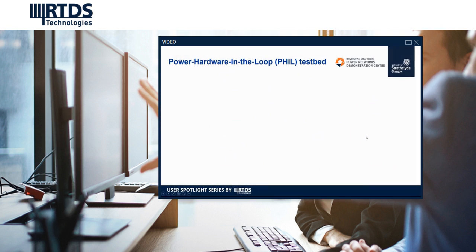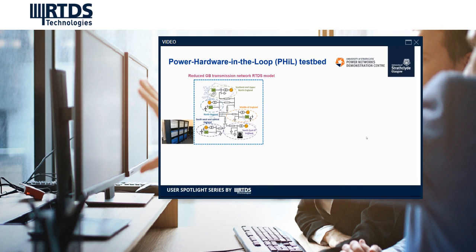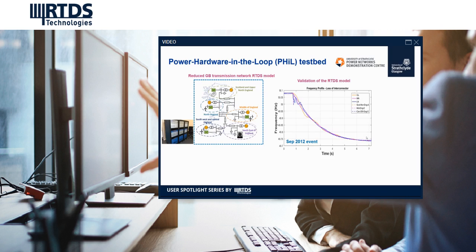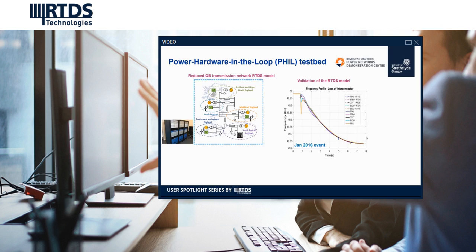Thanks, Ibrahim. Regarding the power hardware in the loop testbed, firstly, we constructed a reduced GB transmission network model in RTDS, as shown here. And we validated the model against a number of historical events. So here is one in 2012. The dashed line is from the average frequency measurement in the model, and the solid line is the actual measurement in the system. And here is another event recorded in 2016. So we created a model that is fairly representative of the real system behavior.